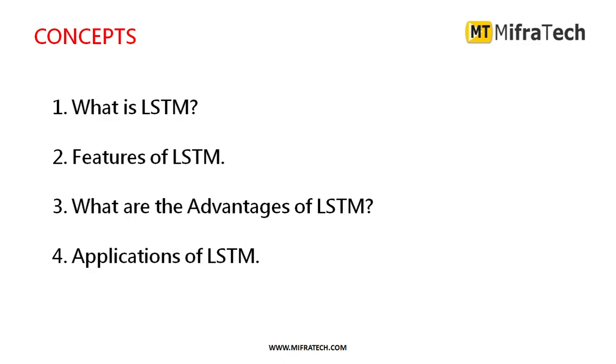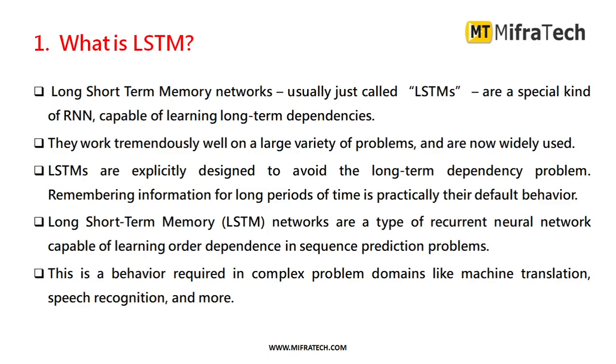So first we'll see what is this LSTM. It is long short-term memory networks. Usually we call them LSTMs. It is a special kind of RNN, that is recurrent neural network. It is capable of learning long-term dependencies. Like, it can remember things for a very long time. So in those areas it is mainly used, and it works tremendously well on a large variety of problems, and it is widely used now.